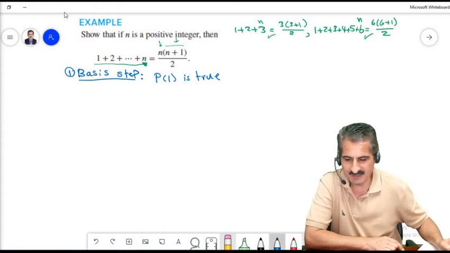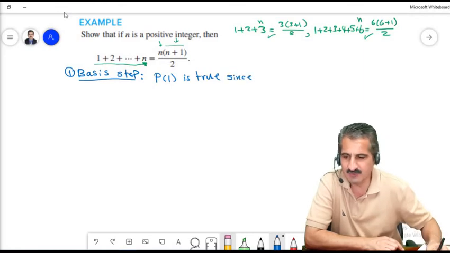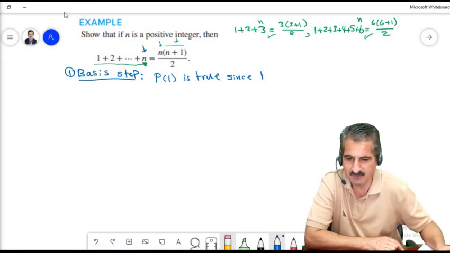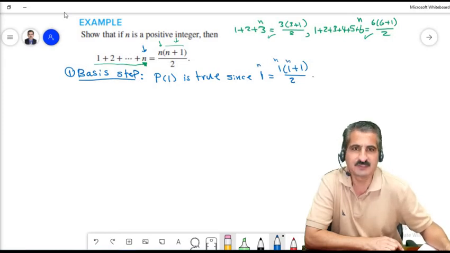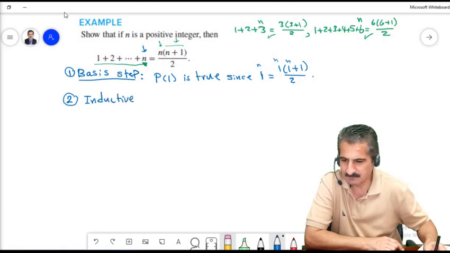So is the statement true for n equals 1? Just substitute 1 for n here, and then we got just 1 added 1 time. And that equals 1 plus 1 over 2. So this is n in here. So is that true? It is true, yes, because this is 1 at both sides. Okay, good. Now, the second step, which is the inductive step.